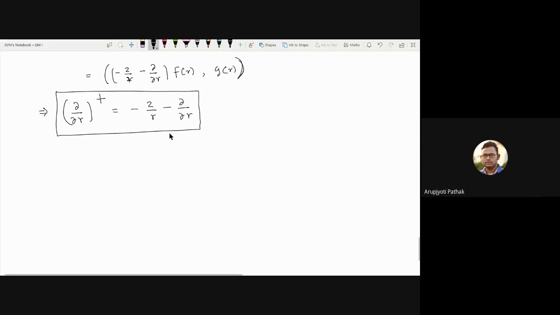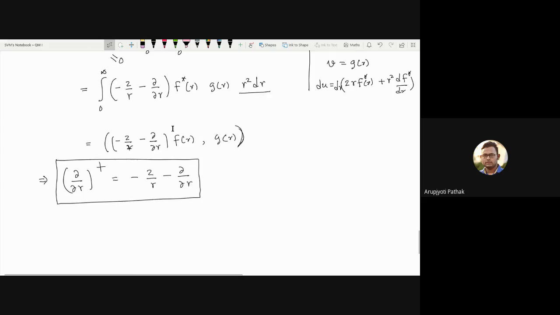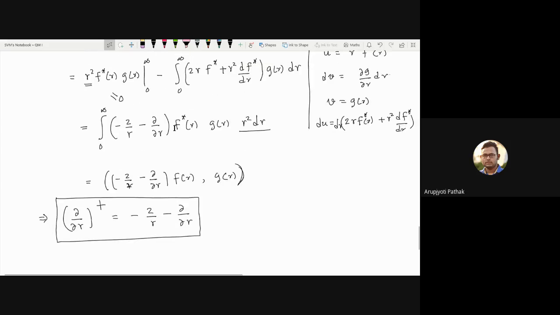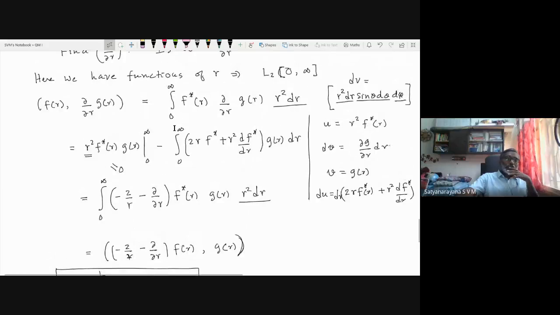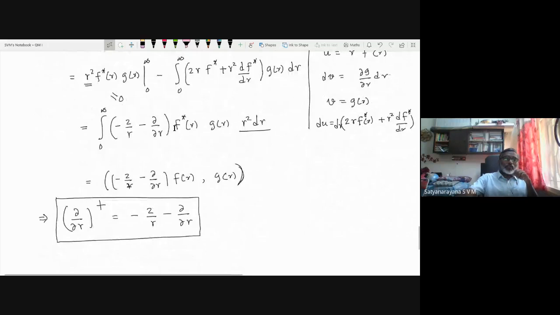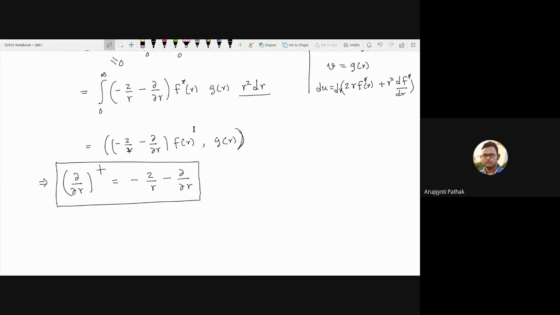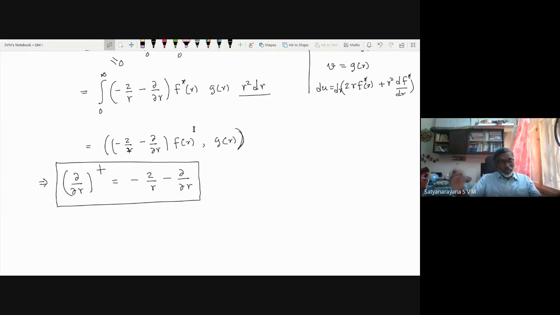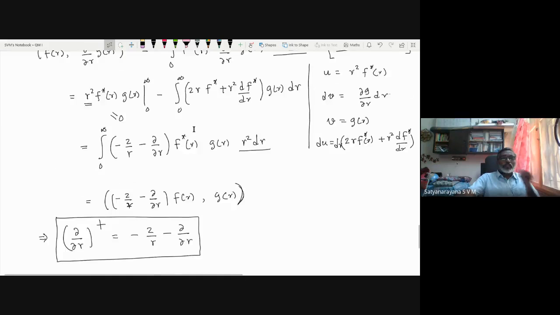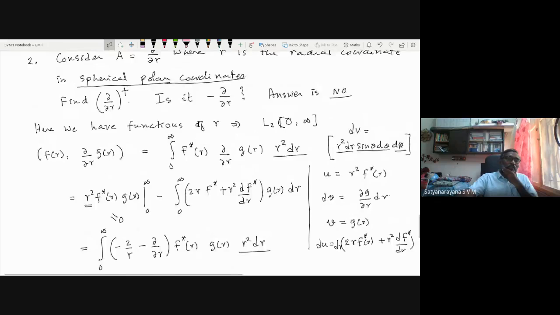Sir, in the previous example, the del operator in one dimension was anti-Hermitian. In three dimensions, is it Hermitian? I will come to this Hermitian business in a little while. So far I have not talked about Hermitian. I am only talking about how to find the adjoint of an operator. We will define Hermitian and non-Hermitian a little later. This is just to find the adjoint of an operator.